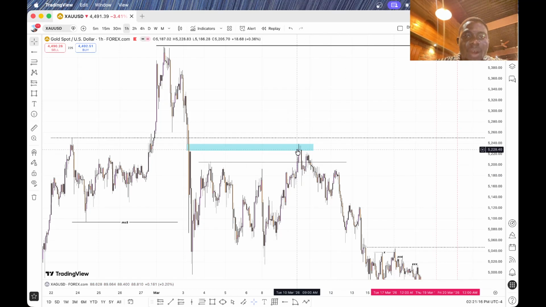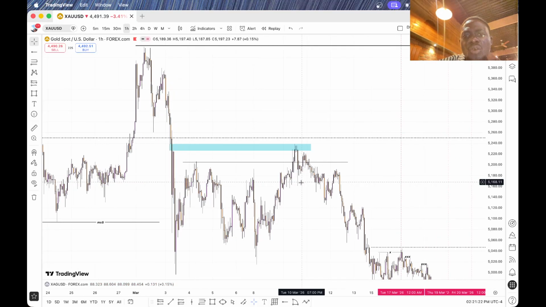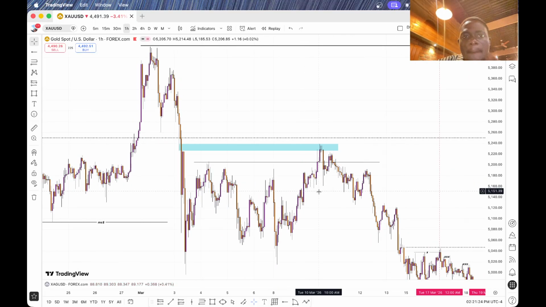Start showing signs of coming down. Do you get it? And then it comes down. You understand what I'm saying? So now, how do we possibly hunt for sell setups in sell scenarios when we are extremely bearish?